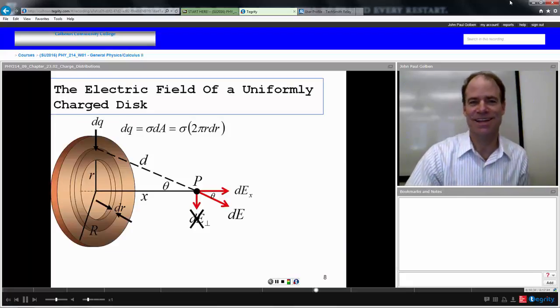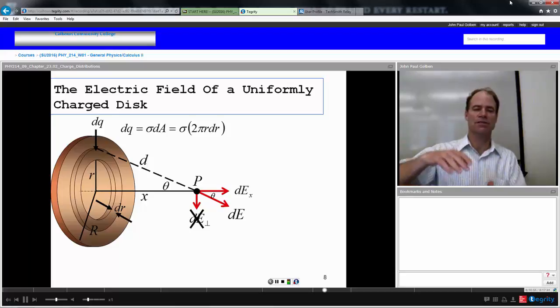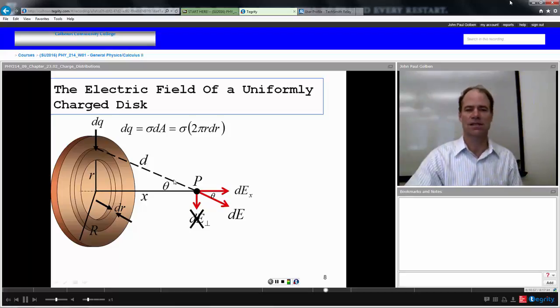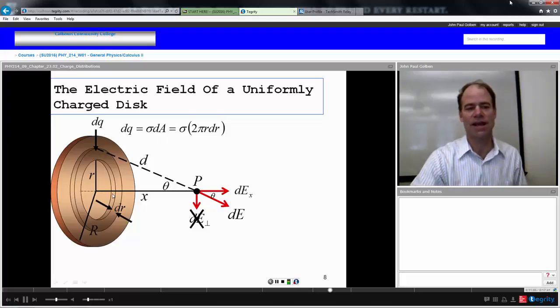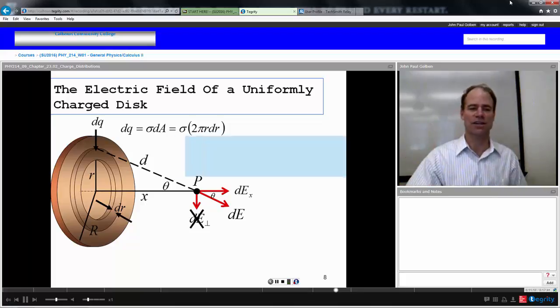Let's try another example. Let's find the electric field of a uniformly charged disk. This is something that's going to be very important to us a little bit later on. What we're going to do is use the result we got for a ring of charge and then apply these rings all the way across the radius of this disk. So our dq is going to be equal to our surface charge density sigma times our change in area. But our change in area is the area of each of these rings, which will be the circumference of the ring, 2 pi r, times the thickness of the ring, which is dr. So we have 2 pi r dr as our change in area.